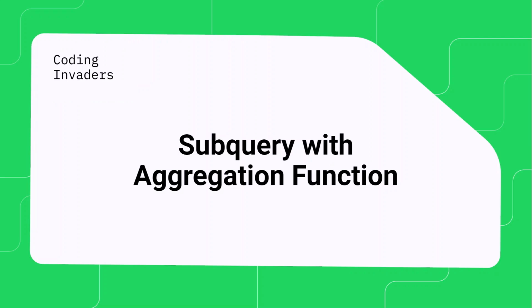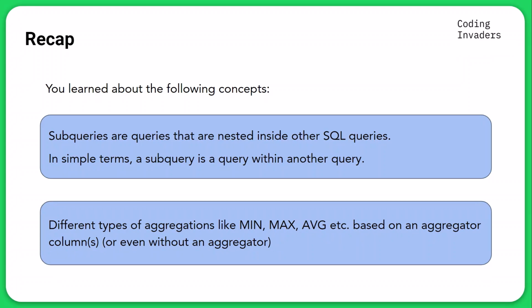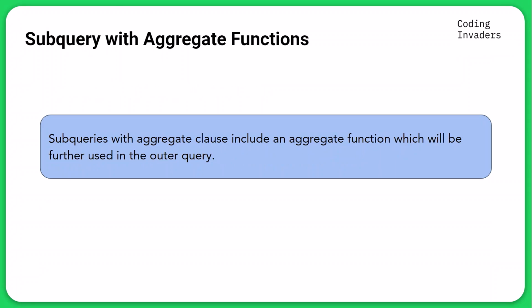In this video, we are going to learn the use of subqueries along with aggregate functions. We have learned that a subquery is a query within another query. Also, we have learned in past modules how to use aggregate functions like min, max, average, etc. What if we combine these two options? Then we will have subqueries with an aggregate clause. Subqueries with an aggregate clause include an aggregate function which will further be used in the outer query.